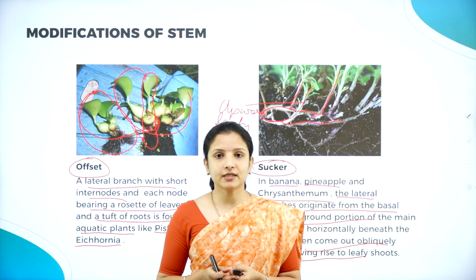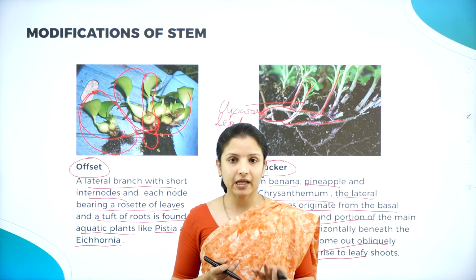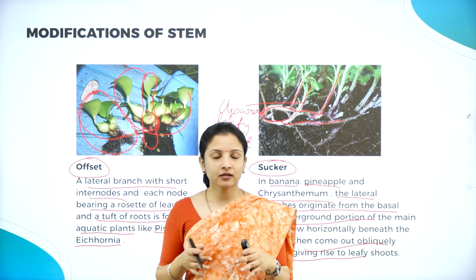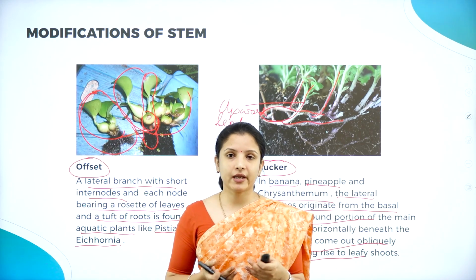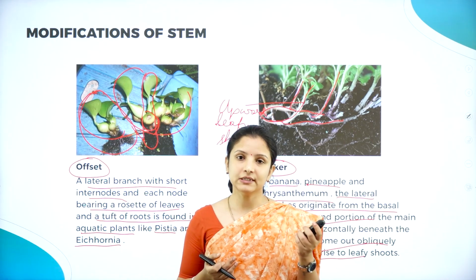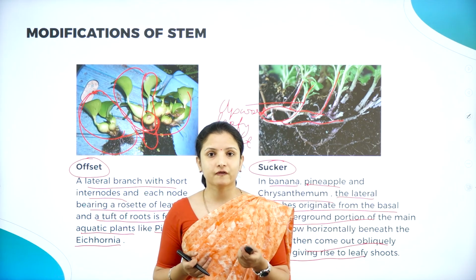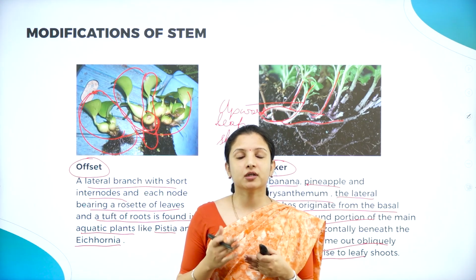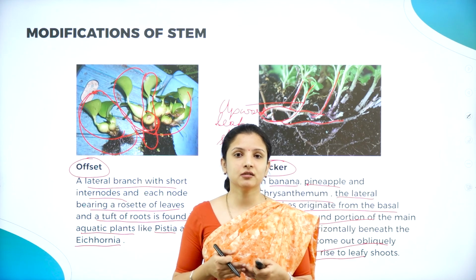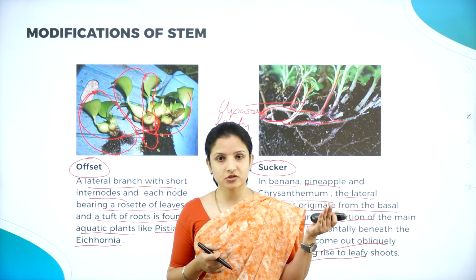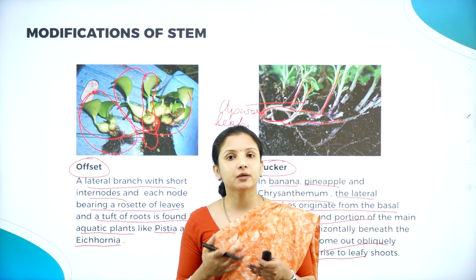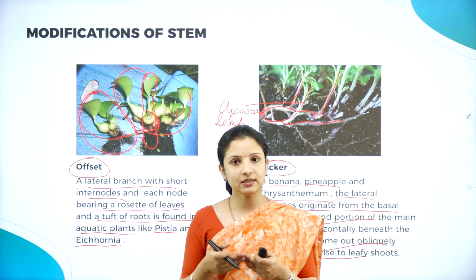So in today's class, in general you studied the structures of the plant, and then we went into studying in detail the structure of the root and the stem. In the structure of the root, you studied the different regions of the root, and also the modifications that are seen in the roots. We also studied the structure of the stem, and the different modifications that occur in the stem.